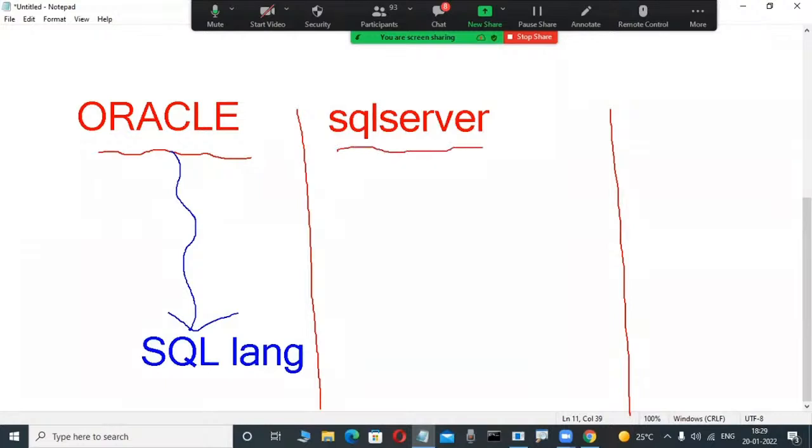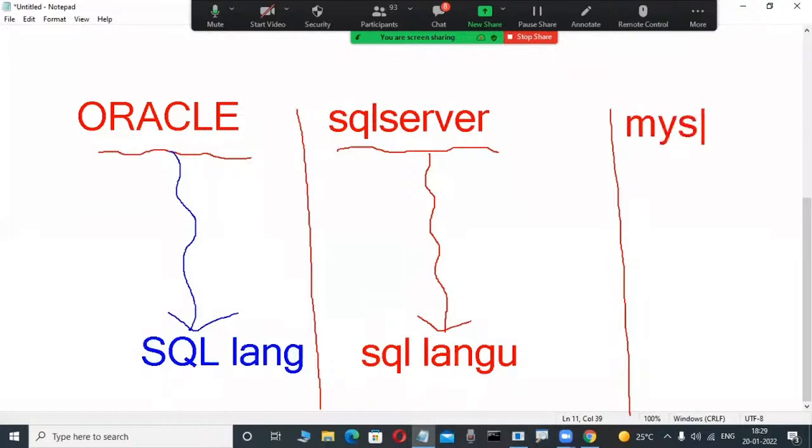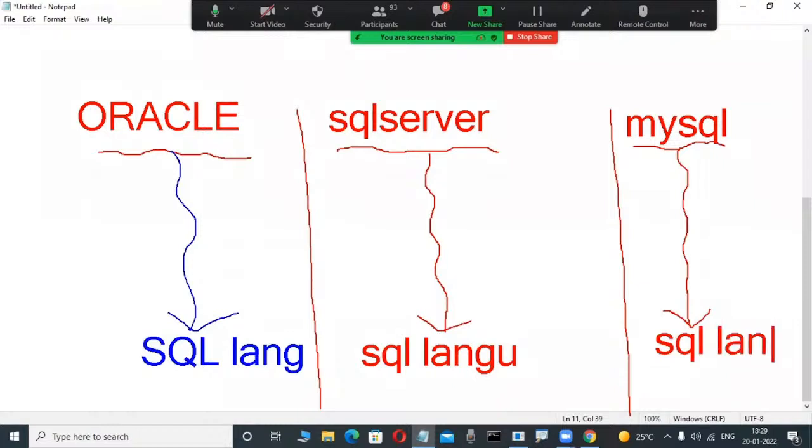Some employees are working on the SQL Server product. That is also a database product, like Oracle, but to operate that SQL Server they are using one language only. What is that language? SQL is a language. Again, so many people in my company are using MySQL, a relational database product. If they want to operate this MySQL database product, which is also relational and open source, they also use SQL as the language. So the SQL language is there, and it is a universal language.